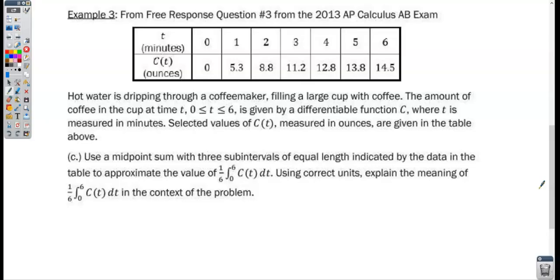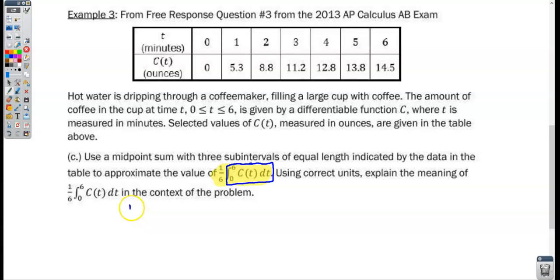Part C: use a midpoint sum with 3 subintervals of equal length indicated by the data in the table to approximate the value of 1/6 integral from 0 to 6. Now remember, the midpoint Riemann sum we're going to use just to find the approximation of the integral, so we want to have this 1/6 constant out in front when we calculate here. And then there's a second part to this question: using correct units, explain the meaning of 1/6 integral from 0 to 6 of c of t dt in the context of the problem. And we'll do that after we find the midpoint sum.